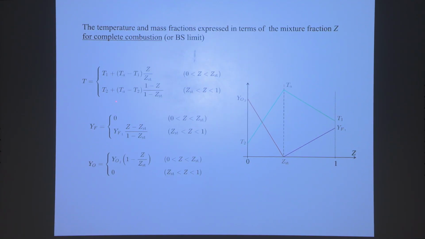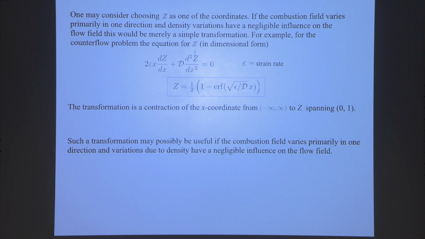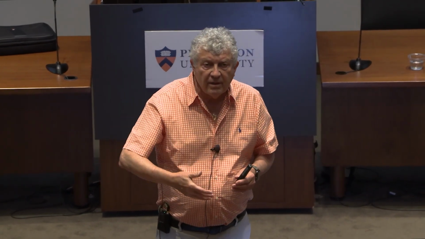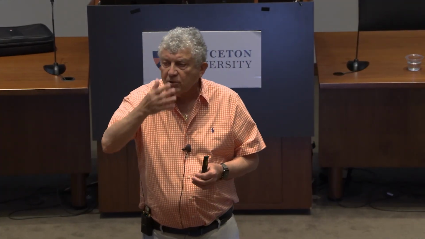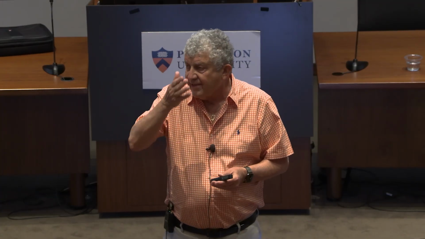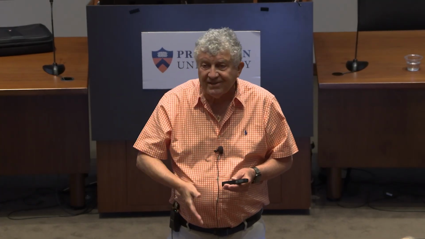So this is the graph of T, of YF, YO, and so on. So why is this useful? Well, if the combustion does not vary so much in one direction, then you can essentially change your coordinate and call that direction Z, and somehow it tells you the distribution in Z. But it's not exact unless the combustion varies exactly in that direction. I will show you soon an example.